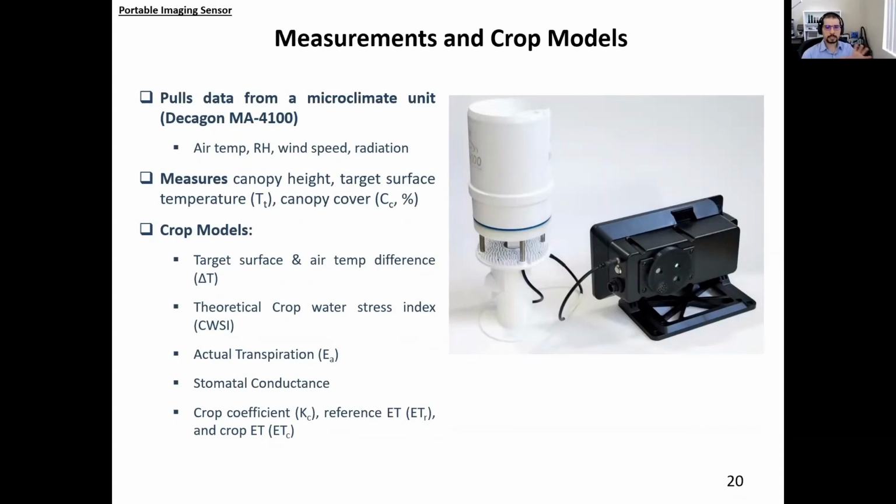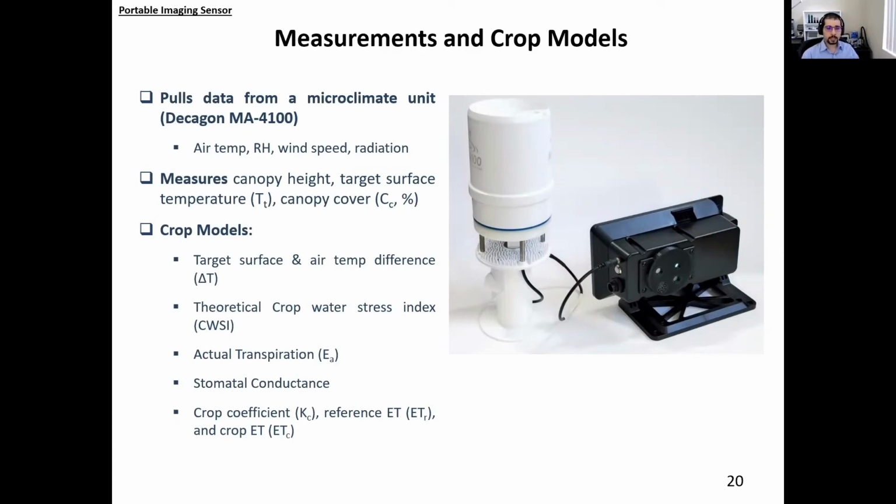So the imager, as I said, has an SDI-12 port. That SDI-12 port allows it to pull data from a microclimate unit that is connected to the port. Here I used a Decagon MA 4100 microclimate unit, which measures air temperature, relative humidity, wind speed, and radiation. This is actually an older model of what they now call the ATMOS 41 from METER Group. Both the name of the sensor and the company have changed. But yes, it measures air temperature, relative humidity, wind speed, and radiation.